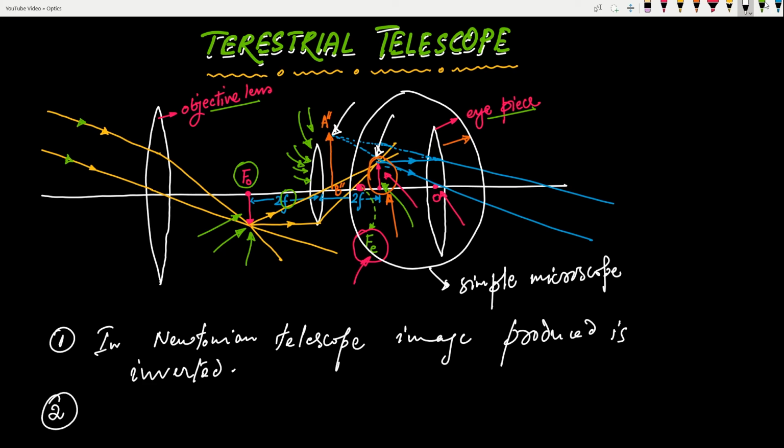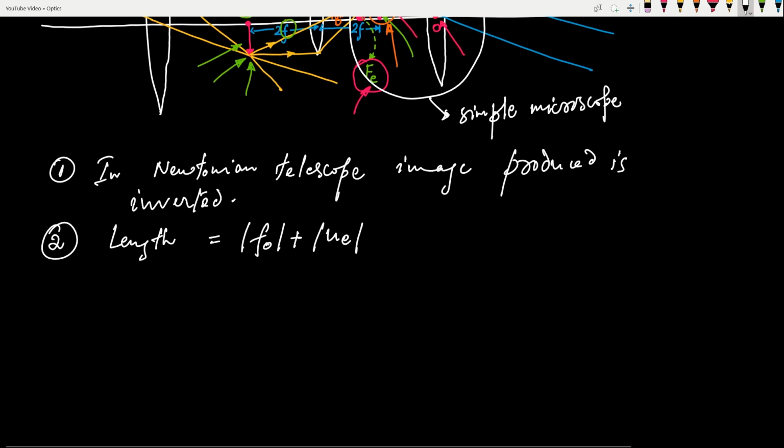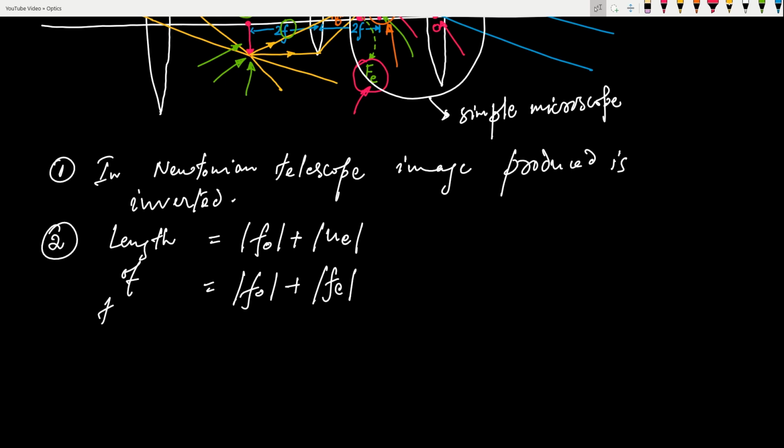And the second thing that you need to remember here is the length of the telescope. How is the length of the telescope varying? Here the length of the telescope will be FO plus UE. This was the length of the telescope in the earlier case. Or we can say, in case of relaxed eye, we got the length of the telescope to be FO plus FE. Okay, this was explained earlier. So this is the length of telescope in the earlier case.